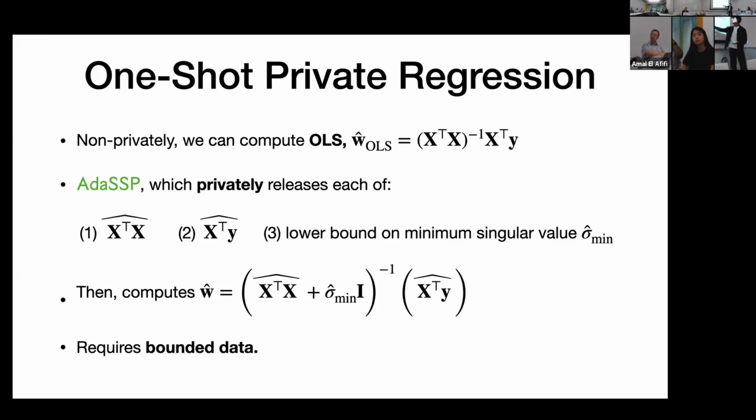And we'll then release this, which is essentially a private version of this ordinary least squares solution. Crucially, AdaSSP will require bounded data. There's no clear way to do AdaSSP without this assumption. And this is going to be important for the rest of the talk because we'll see that this assumption causes a lot of bias in certain statistical estimation tasks.